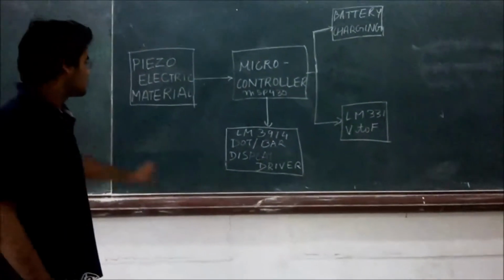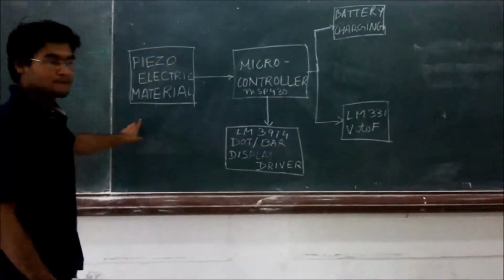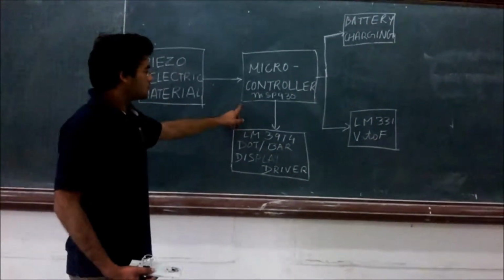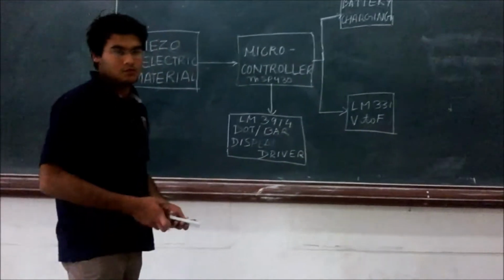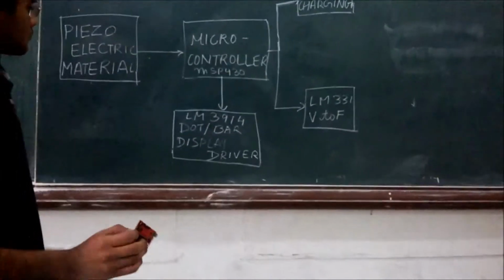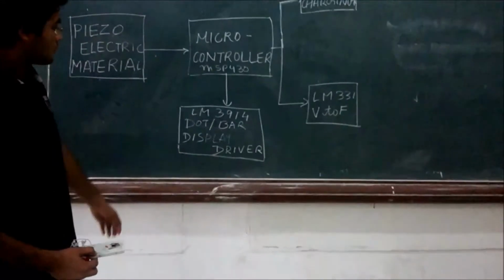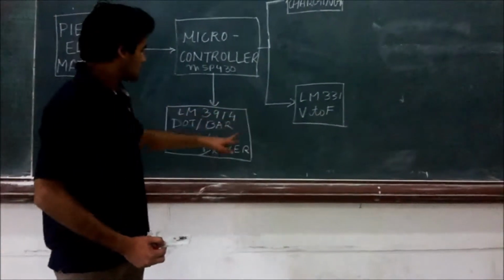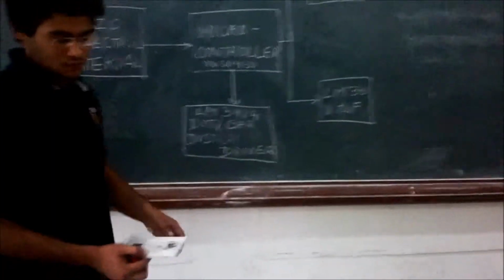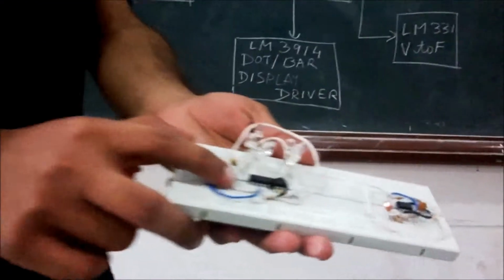This is the block diagram of our project. Here first you have your piezoelectric material. The extracted energy from piezoelectric material is variable in nature. That's why we have used microcontroller MSP430. The control output from microcontroller is fed to LM3914 voltage level detector circuit, through which we can get the approximate idea of how much voltage we are extracting from the circuit.